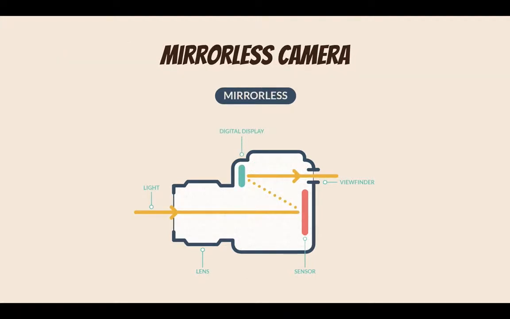Now, in a mirrorless camera, it doesn't have a mirror. The light goes straight towards the center, and the sensor captures and digitizes the image, which it will send to that digital display, that little bar up on top. The digital display is what you're seeing when you look through the viewfinder.